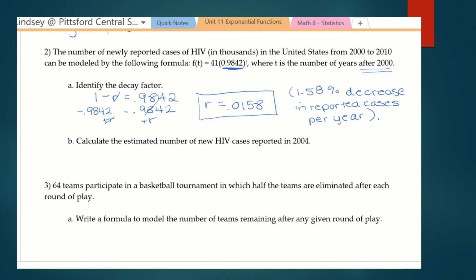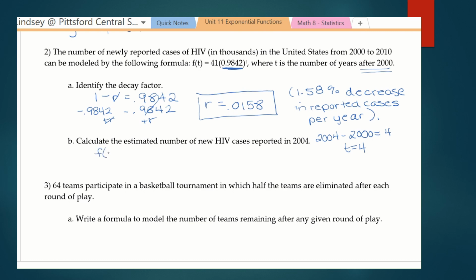All right, so we're going to calculate the estimated number of new HIV cases reported in 2004. Because remember, these formulas are really just to give people an idea of what a possible trend could be, what a possible value could be in the future, just so people are prepared. So if we're looking at 2004, remember, our t value is the number of years after 2000. So 2004 minus 2000 gives us 4.